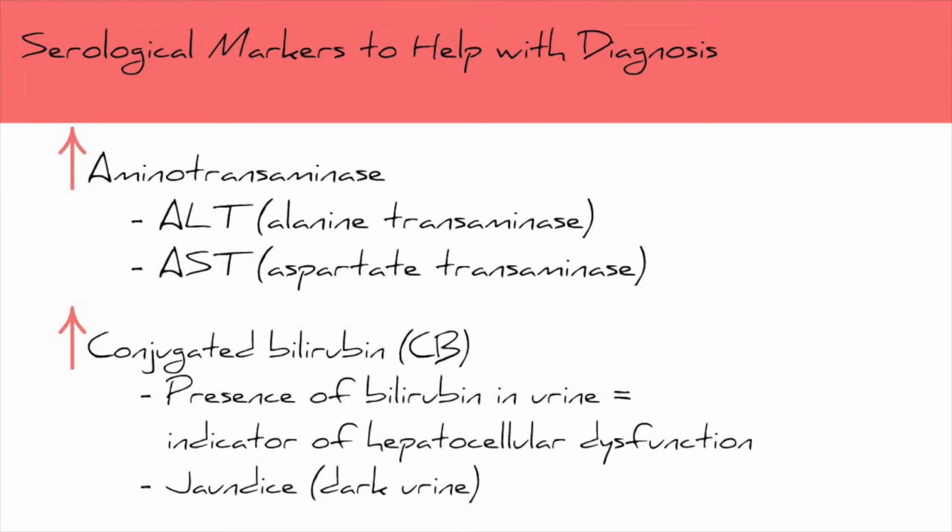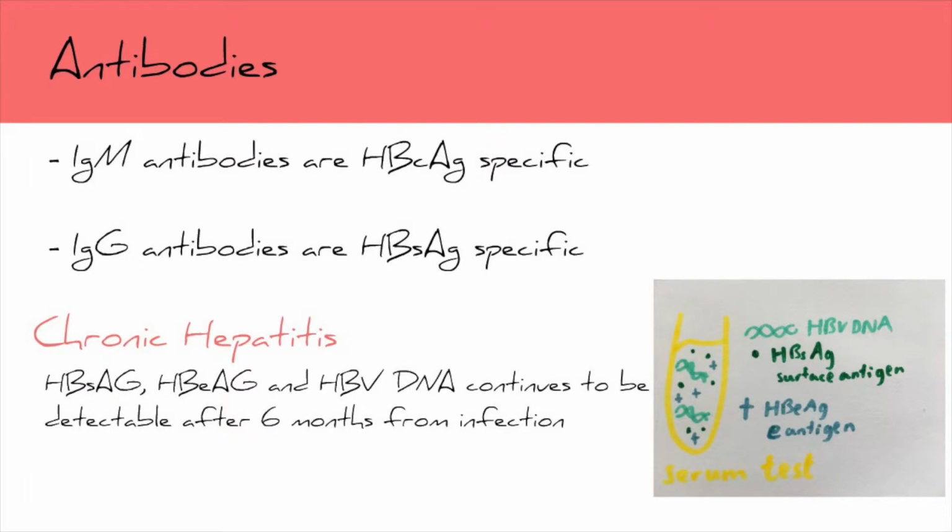Jaundice may also appear as a symptom due to conjugated bilirubin in urine causing dark urine. When hepatocytes lining the bile duct apoptose, CB is leaked into the blood and to the kidney, where it is filtered into urine. IgM and IgG antibodies are also produced to attack core antigen and surface antigen respectively, shortly before the onset of clinical symptoms.